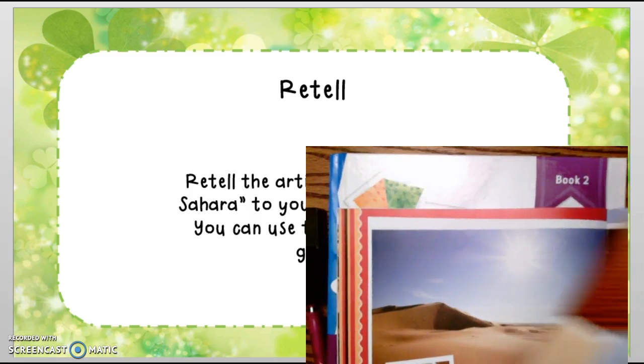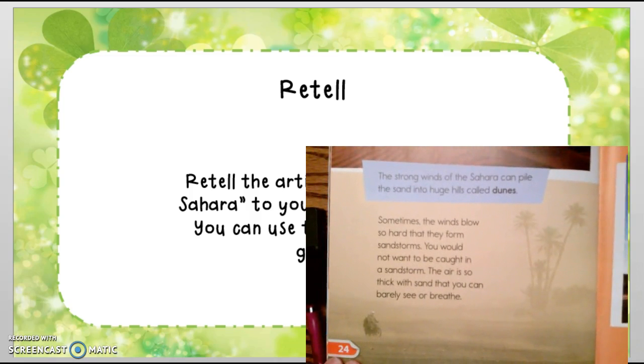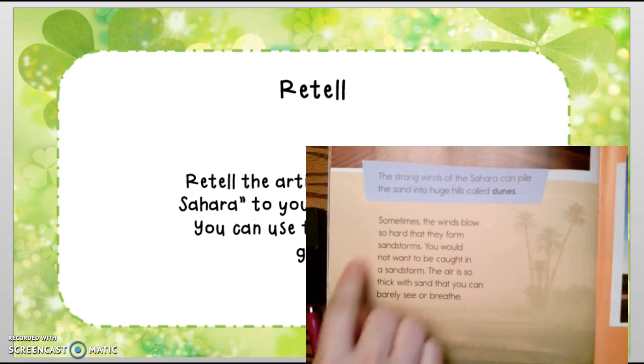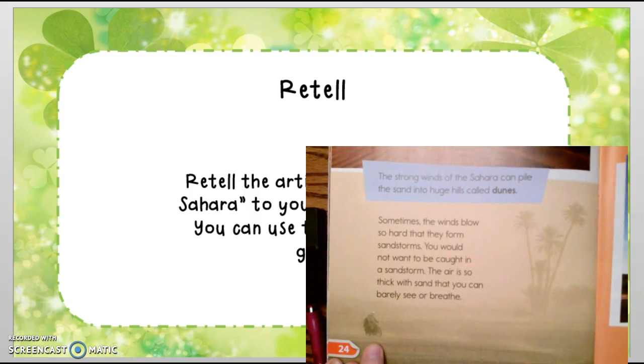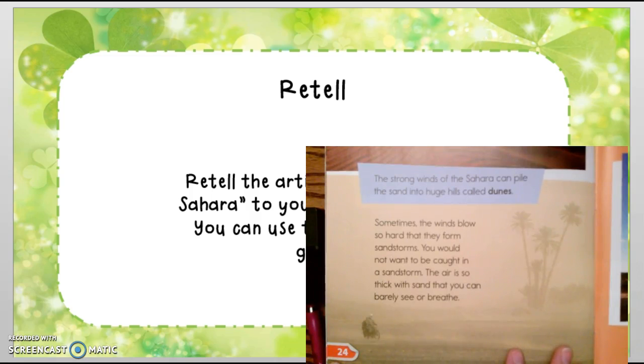Now we're going to turn the page onto page 24. And if you look down here at this picture, what does this help us understand? Here you see someone riding a bike, and you cannot see very clearly. Well, this is a picture of a sandstorm, and this picture is to help us understand what a sandstorm may look like. Now, when I look at this picture, it reminds me of sometimes when it's really, really foggy outside.